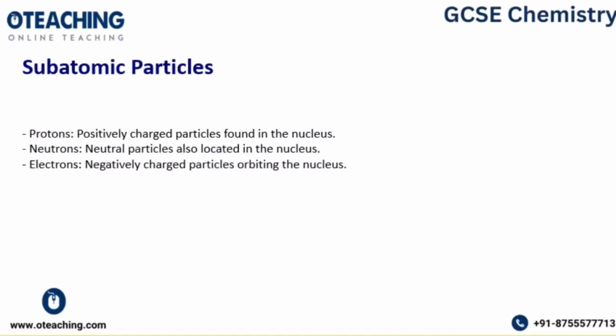Next, subatomic particles. We know that there are 3 subatomic particles: protons, neutrons, and electrons. Protons are positively charged particles, neutrons are neutral particles that are located in the nucleus, and protons are also located in the nucleus. Electrons are negatively charged particles orbiting the nucleus. We have studied in Rutherford's model that electrons revolve around the nucleus in their orbits.